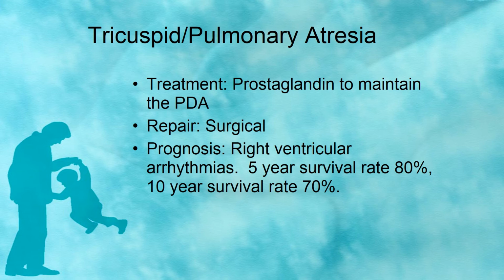So these babies need to be diagnosed as soon as possible after they're born, and they'll be NICU admissions for sure. They'll put in IV lines, umbilical lines, they'll do all kinds of things so they can monitor blood gases, but they will start an IV infusion of prostaglandin to maintain that PDA and keep it open. The repair is going to be surgical. Prognosis, right ventricular arrhythmias, 5-year survival rate and 10-year survival rate both look pretty good.